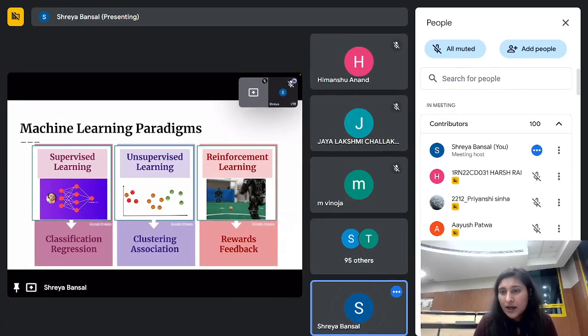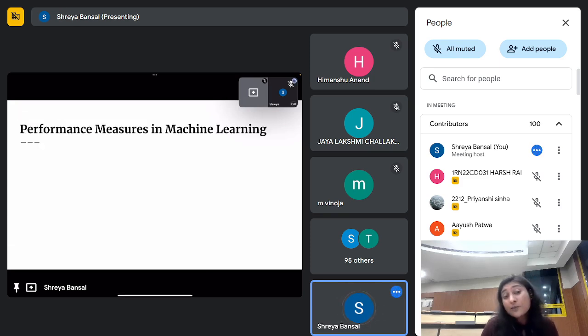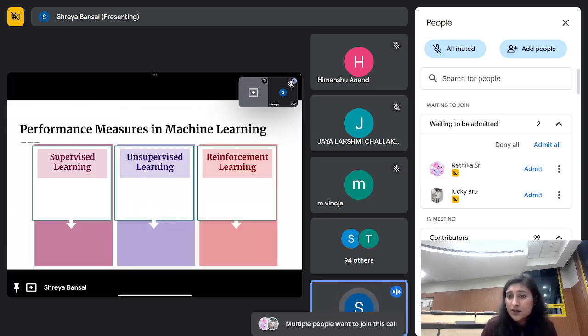Sure. Okay, so these are the three different paradigms. Now, what is important is what performance measures you will use, because I am telling you from the starting. Let's say you built a system to predict the temperature of tomorrow. Then why should I purchase your system? There are many more systems in the market. So there are some performance measures associated with each type of learning: supervised, unsupervised, and reinforcement. We will be going through all this.